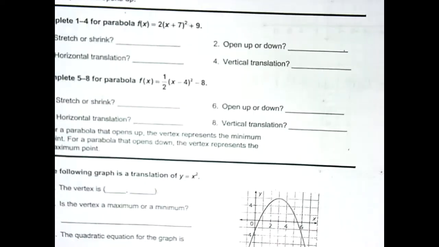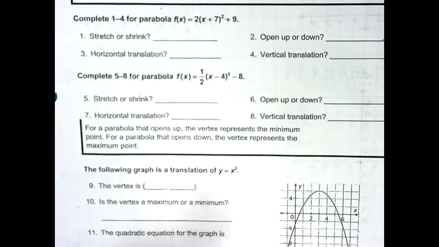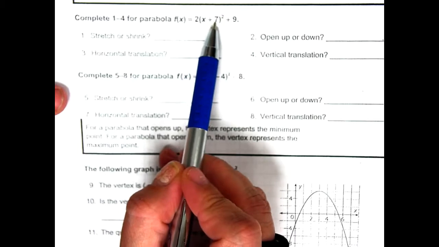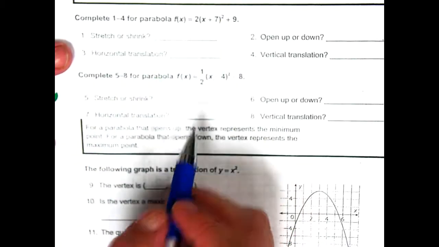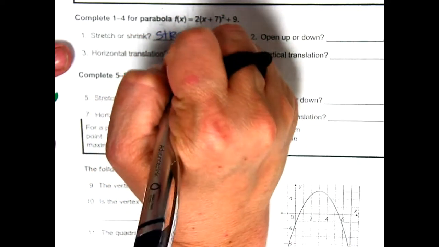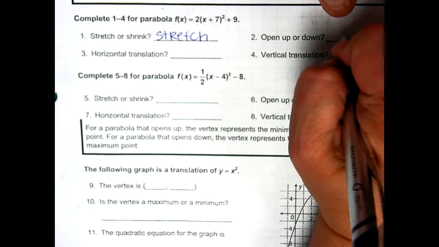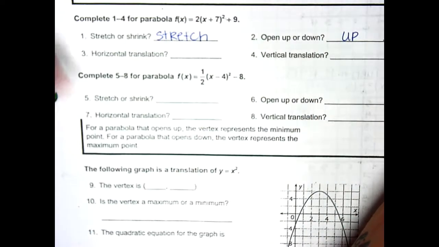Okay, so we're going to take a look at these questions. It says complete 1 through 4 for the parabola f of x equals 2 times (x plus 7) squared plus 9. Is it a stretch or a shrink? This one is a stretch because the a term is greater than 1. Does it open up or down? This one's going to open up because the a term is positive.